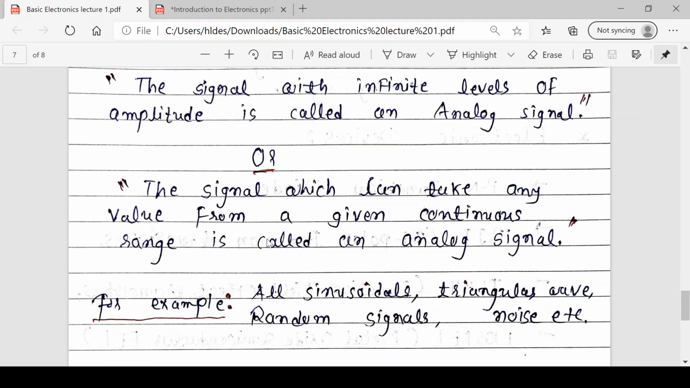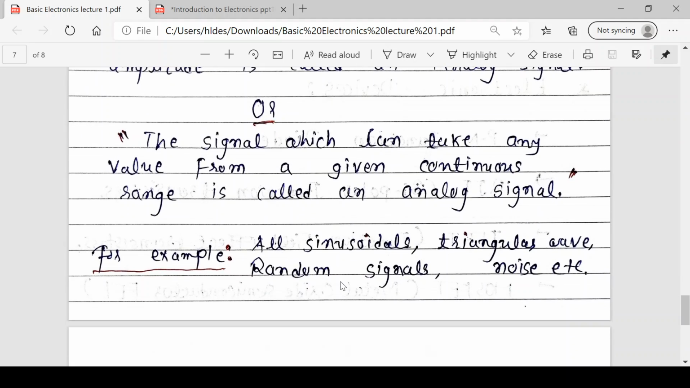What are the examples of analog signals? So interestingly, all sinusoidal signals, sine, cos, tan, cosec, sec, all sinusoidals are analog. Any triangular wave, sawtooth wave, all are analog signals because they can have infinite levels of amplitude. All random signals are also analog, and most particularly noise signal.